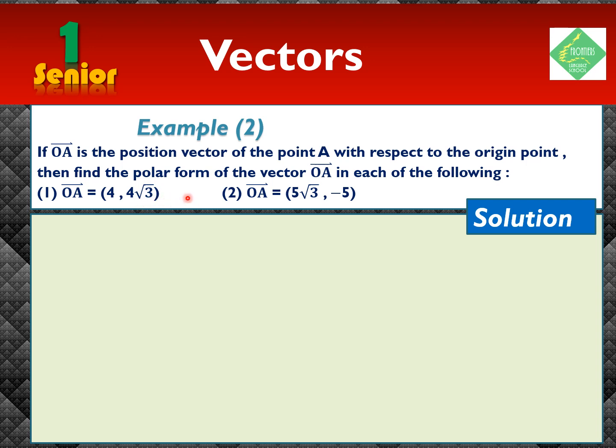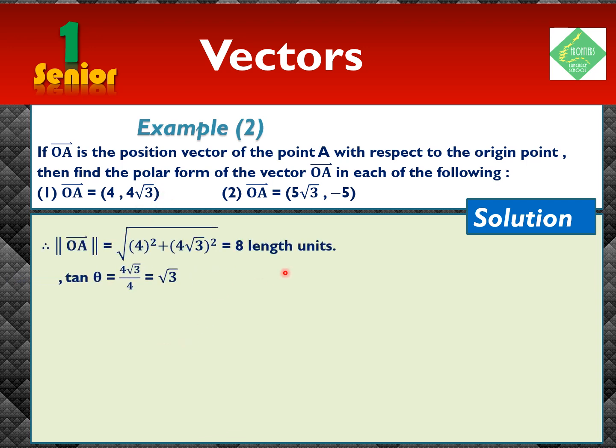And to get the y coordinates, which is the angle, you will use tan theta. Tan theta equals y over x, 4 root 3 over 4. Now we get 8 length units in the norm and tan theta equals root 3. So theta equals positive root 3. And the measure of the acute angle whose tan is root 3 is shift tan root 3, which is 60 degree. So to write the polar form, write the coordinates: x coordinates is 8 and y coordinates is 60 degree.